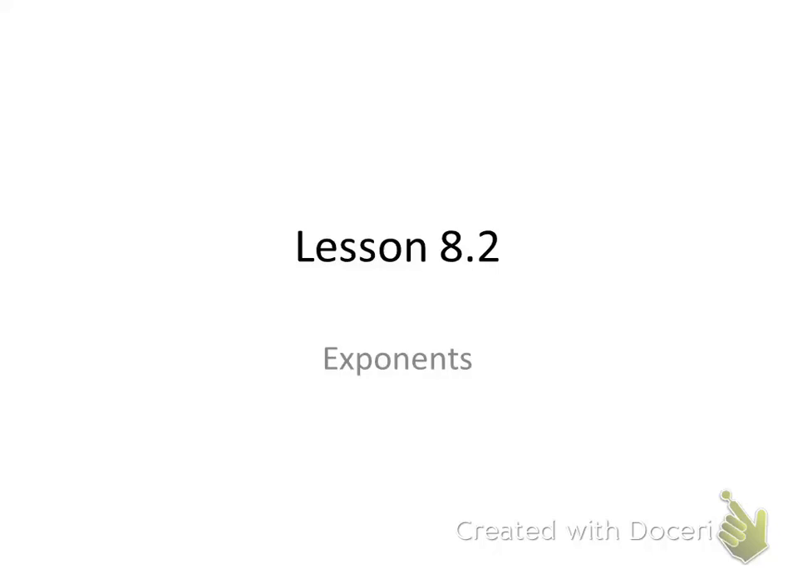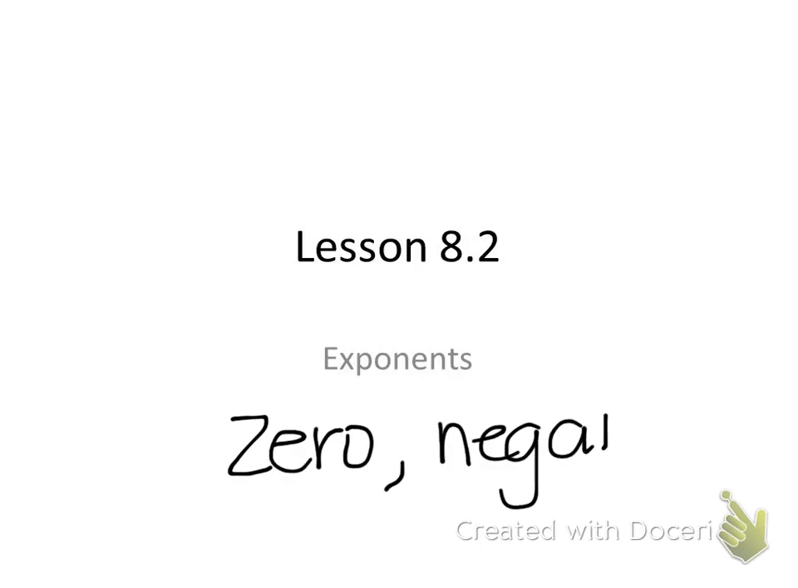Okay, in lesson 8.2, we're still going to be dealing with exponents, all right? But we're going to be dealing with some different rules. Today we're going to be talking about when we have exponents that are 0 or negative, okay? So, let's get into it.